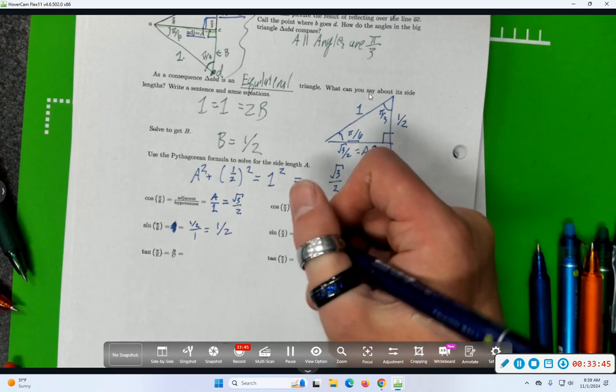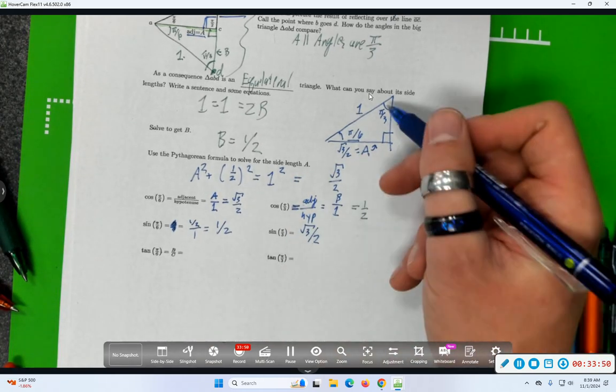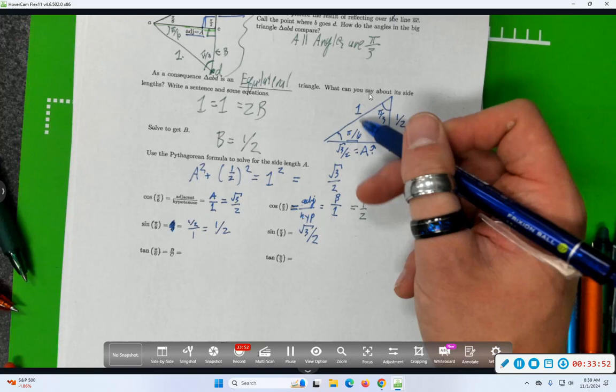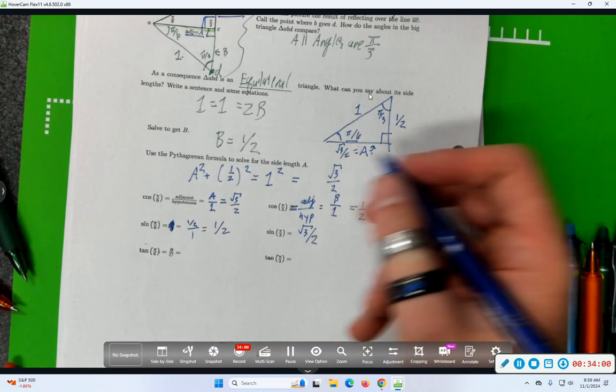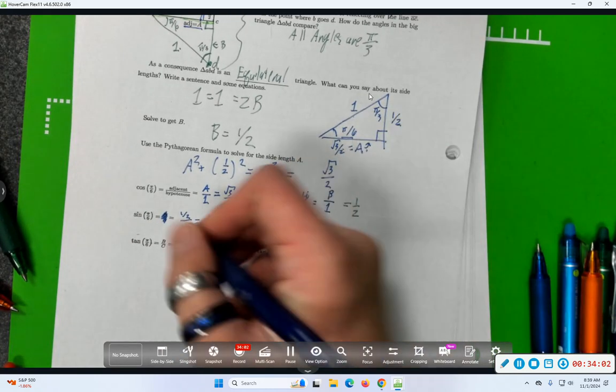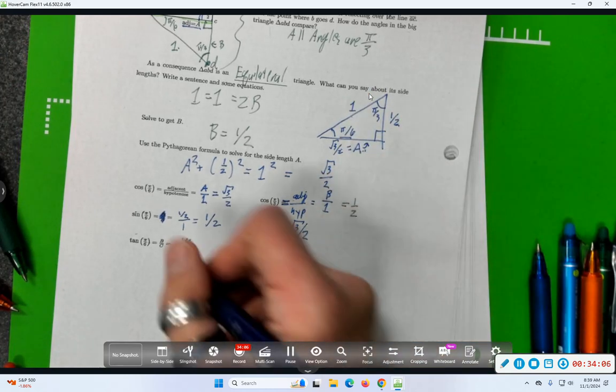Square root of 3 over 2. Now here, the opposite is root 3 over 2. The hypotenuse is 1. Let's talk through tangent a little bit. Tangent will be opposite over adjacent.